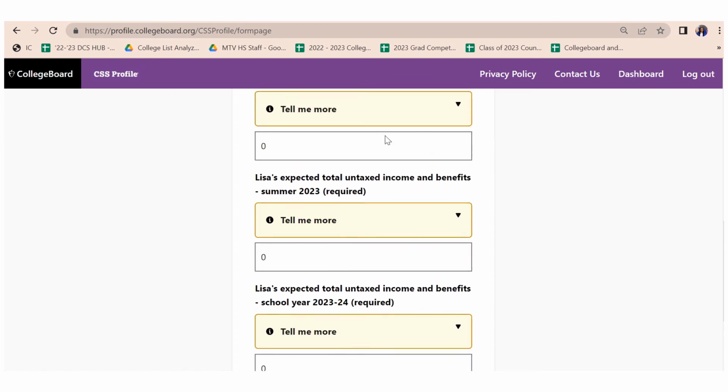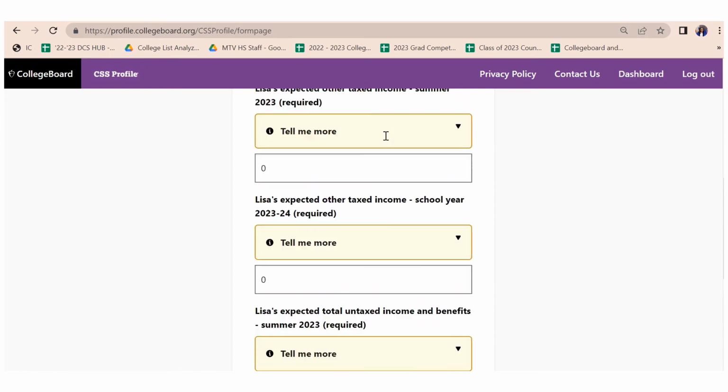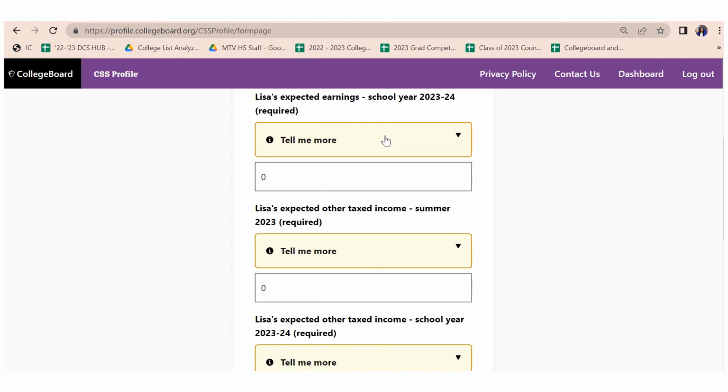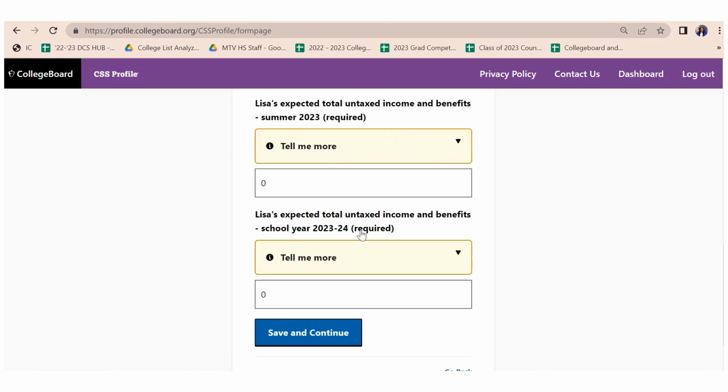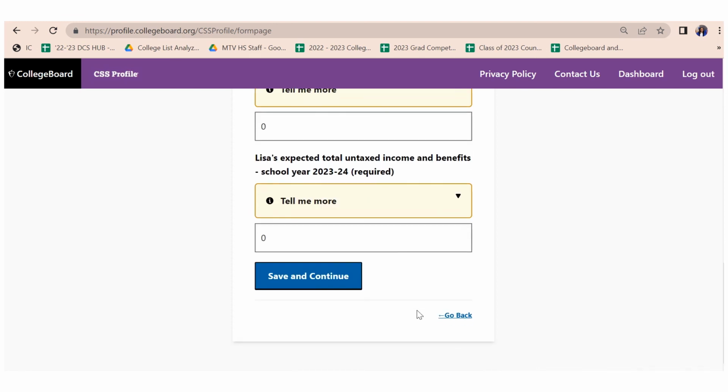It's asking about untaxed income as well as those taxed income sources. So I recommend putting 0 for all of these, unless you have a guaranteed internship with a guaranteed salary or something like that. And again, this is asking about the student.